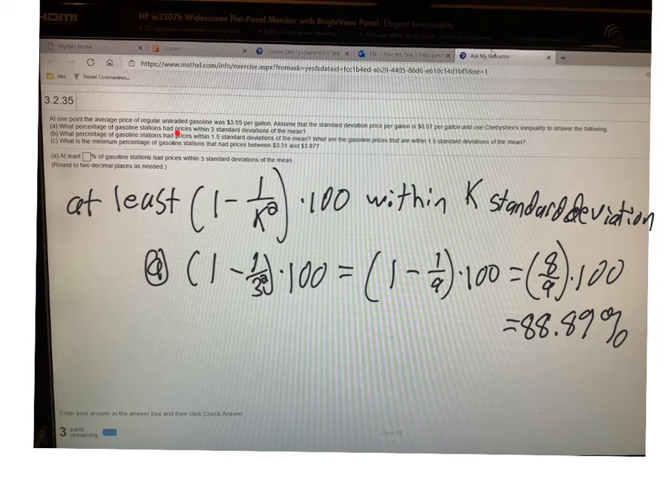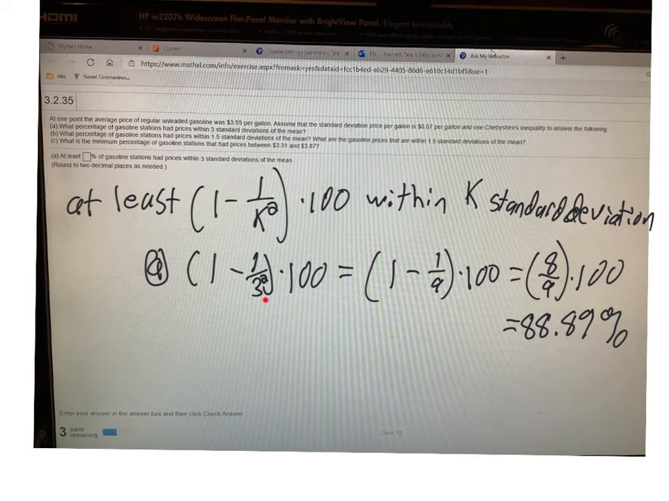What percentage of the gas stations had within 3 standard deviations? Well, right here's Chebyshev's rule. At least 1 minus 1 over k squared times 100 changes it to percent or within k standard deviations. So part A here, k is 3. So you just put a 3 into this formula here.